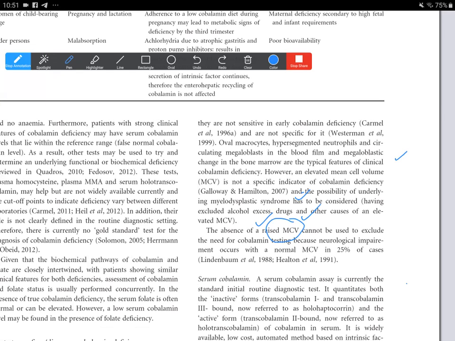And the absence of a raised MCV cannot be used to exclude the need for cobalamin testing, because neurological impairment can occur with a normal MCV. So this is another pitfall in the diagnosis that we need to take into account. That is, if there's a normal MCV, we do not exclude cobalamin deficiency.